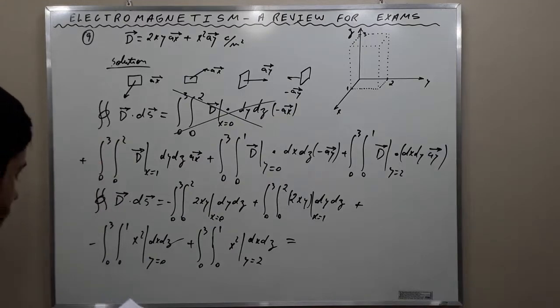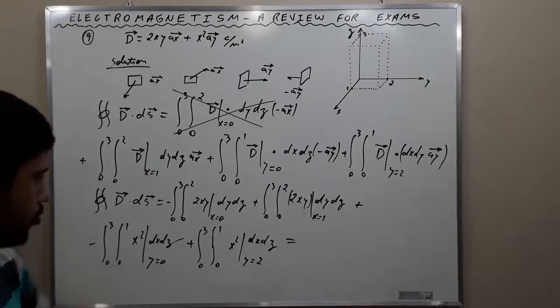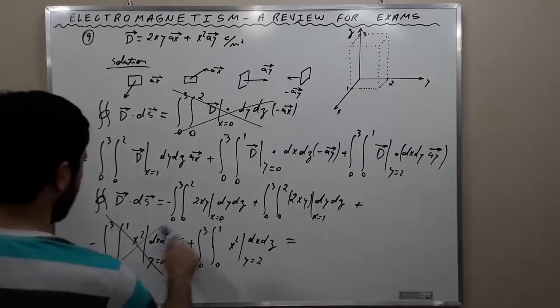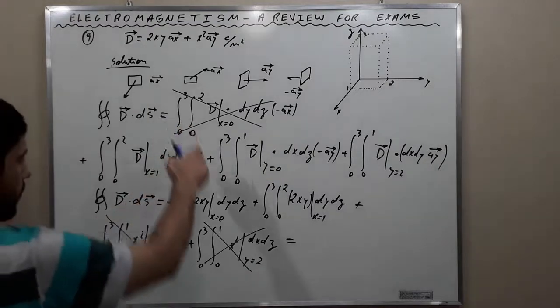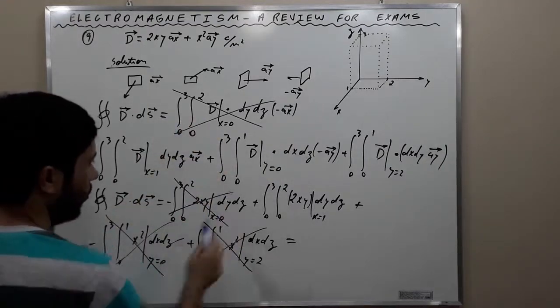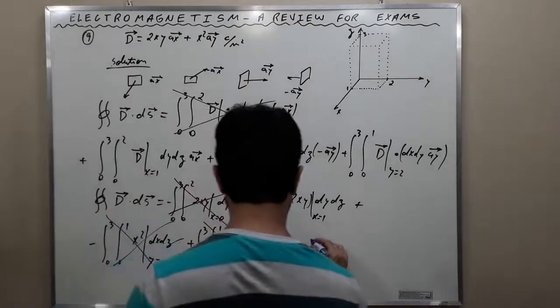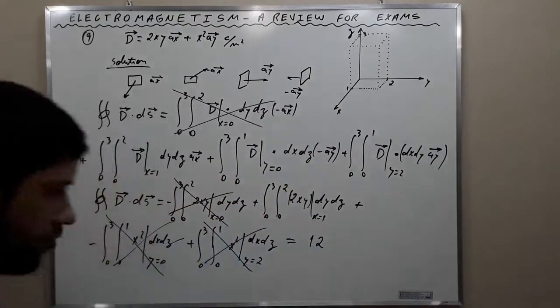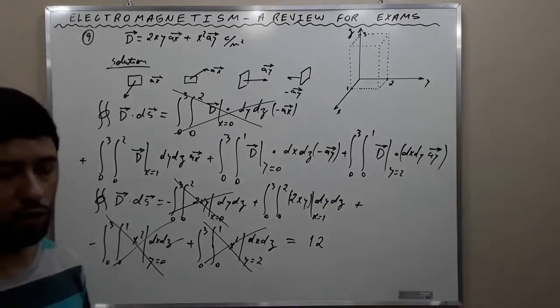And since dy for y equal to 0 is equal to dy for y equal to 2, these two guys here cancel out each other as well. And then we are left only with this. Okay? We are left only with this, and the result is 12. The final result is 12. Alright? This is the solution.